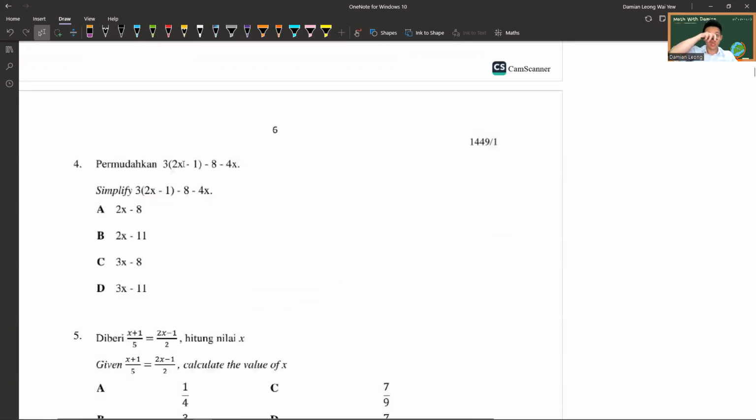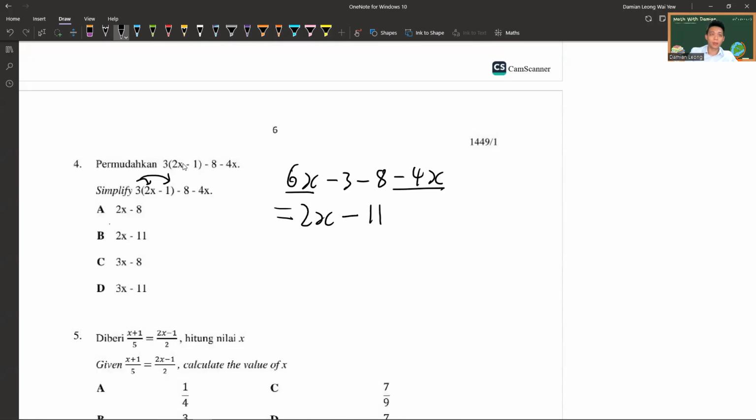Then question 4. Simplify this. So very straightforward. Just simplify the linear expression. 3 times 2x, 6x. Make sure you multiply each of the terms inside. 3 times 2x, 3 times negative 1, negative 3, minus 8, minus 4x. So combine the like terms, 6x minus 4x, 2x, minus 3 minus 8, minus 11. So 2x minus 11. That's it. Answer B.